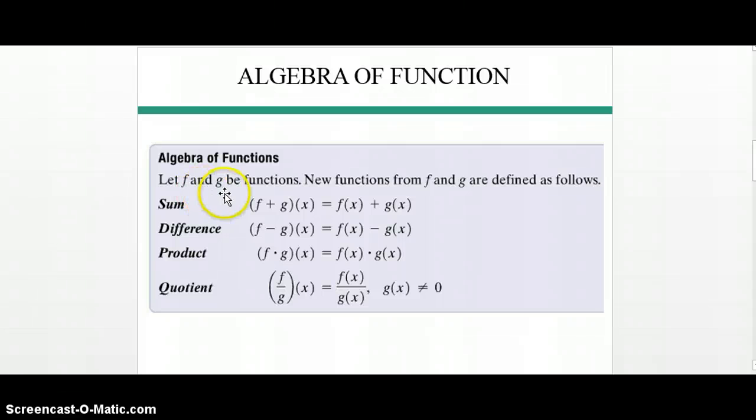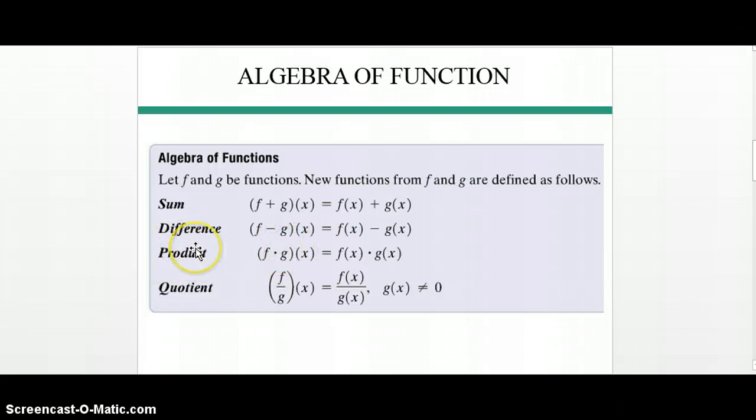Let f and g be functions. New functions from f and g are defined as follows. Sum: f plus g of x equal to f of x plus g of x. Difference: f minus g of x equal to f of x minus g of x.